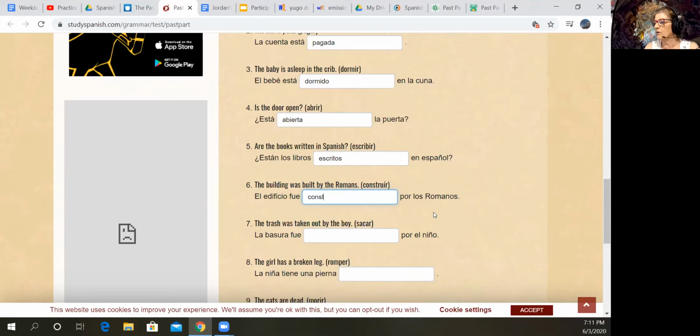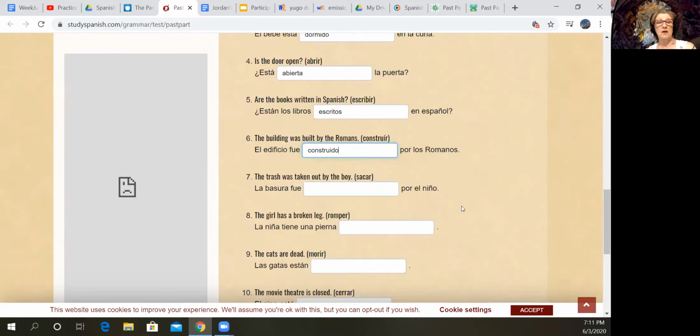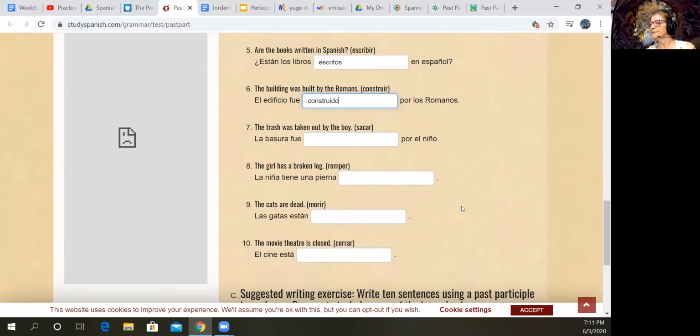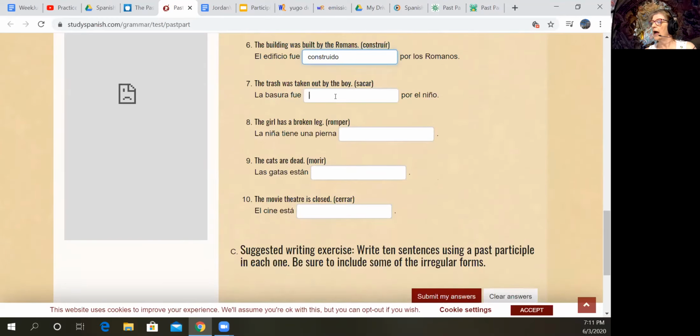Okay, so we're going to look at construir. Construido. Construir. Construido. El edificio fue construido por los romanos, and this is kind of a passive voice you would hear a lot. You know, a building was built by some group of people.